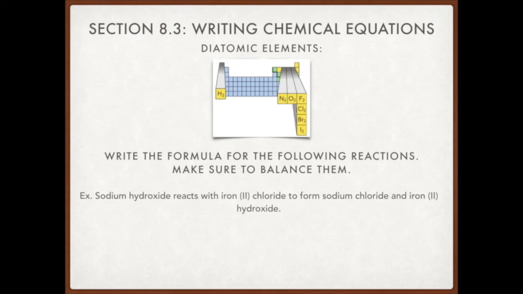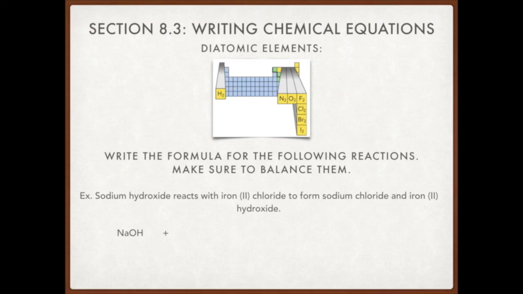I'm told I have sodium hydroxide reacting with iron 2 chloride. So those are going to be my reactants. I'm first going to write the chemical formula for sodium hydroxide. Well, sodium, this is an ionic compound, so I'm going to cross charges. Sodium has a +1 charge, hydroxide has a -1 charge, so that would just be NaOH.